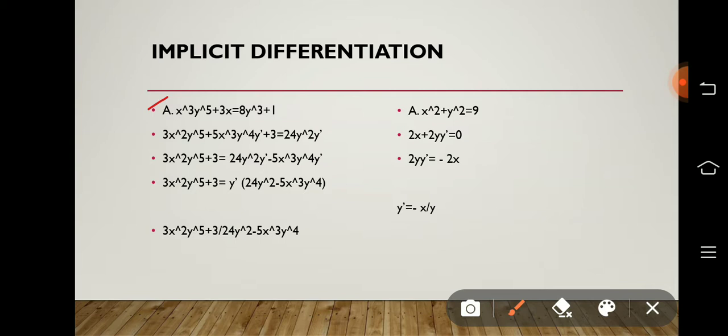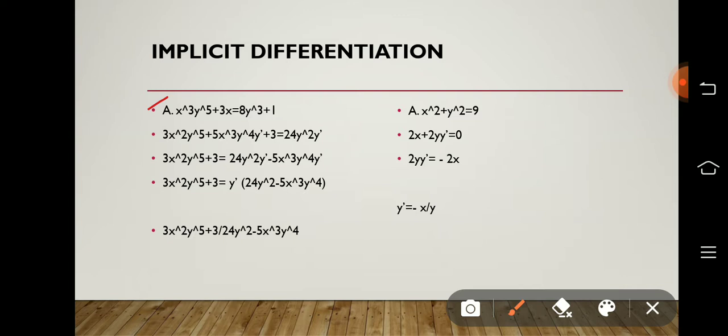So the next step is to combine all the y prime. Here is 3x squared y raised to 5 plus 3 equals 24y squared y prime minus 5x cubed y prime. Okay, the next thing to do is combine all the x and y prime. So 3x squared y raised to the 5th plus 3 equals y prime quantity 24y squared minus 5x cubed y raised to the 4th.